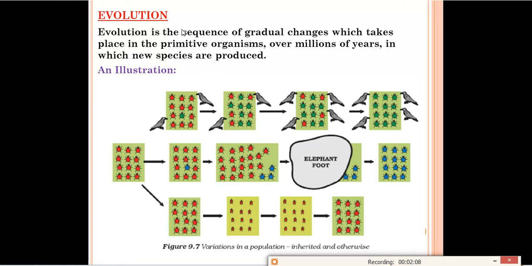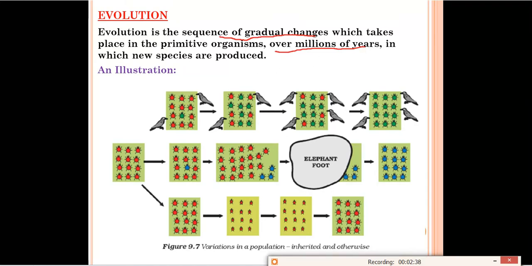So first of all, let's read the definition of evolution. Evolution is a sequence of gradual changes which take place in a primitive organism over millions of years, in which new species are produced. It means evolution is a series of gradual changes which take place in organisms, and these changes take a long time to take place in an organism. Changes take a long time to come in an organism, and new species will be produced.